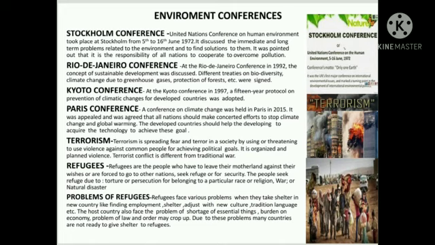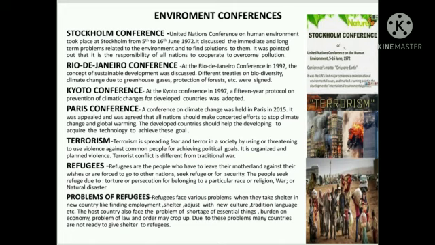Terrorism is spreading fear and terror in a society by using or threatening to use violence against common people for achieving political goals. It is organized and planned violence. It is a major problem which has intensified in different countries, and no country is capable of countering it on its own. Next one is the problem of refugees.